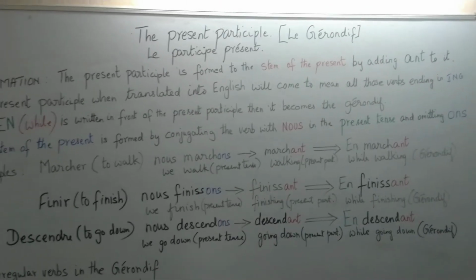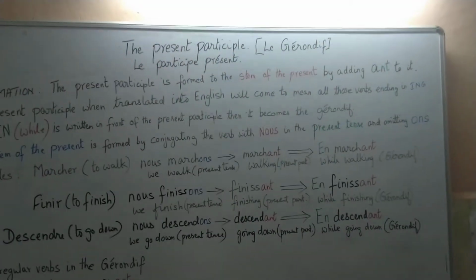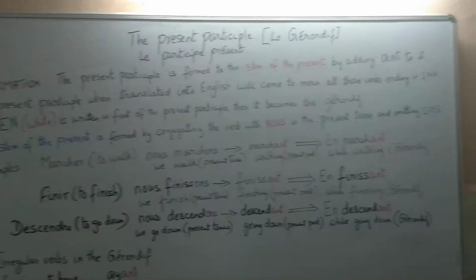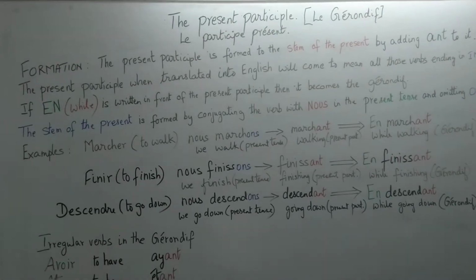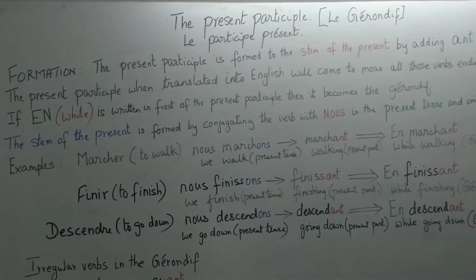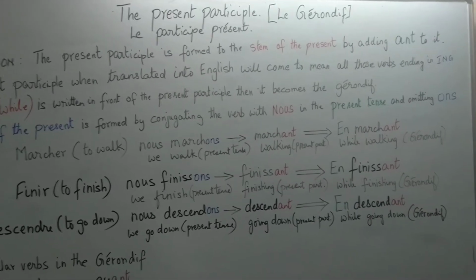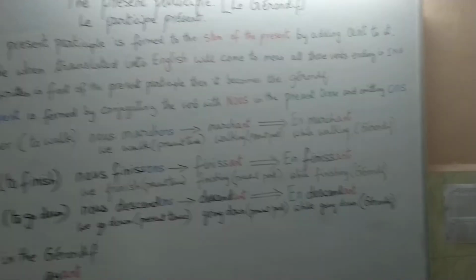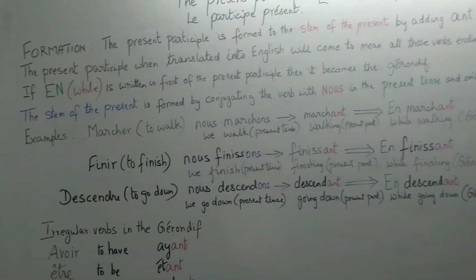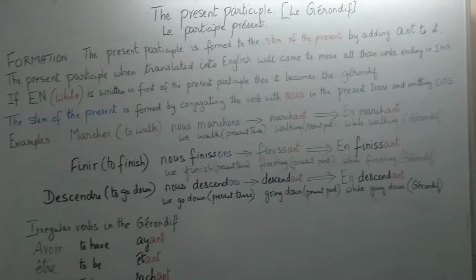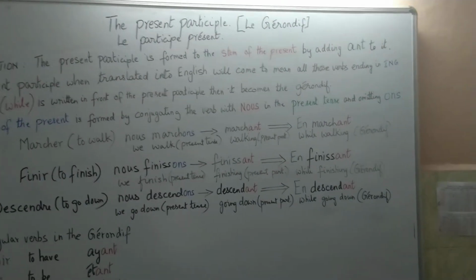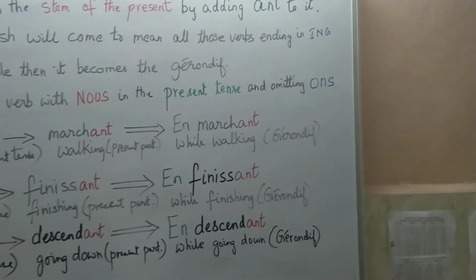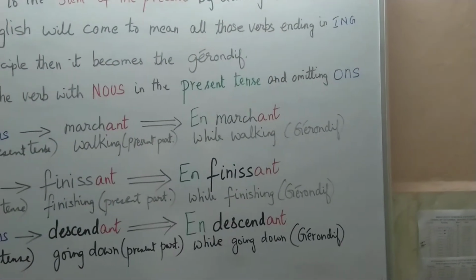Bonjour. Today we will do what is known as the present participle, or le participe présent, otherwise known as the gérondif. Now, how is the present participle formed? The present participle is formed by taking the stem of the present and adding ant to it. The gérondif or the present participle, when translated into English, will come to mean all those verbs ending in ing, like running, walking, talking, playing, etc.